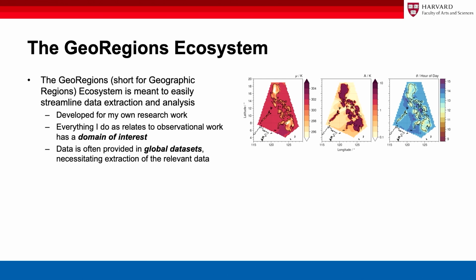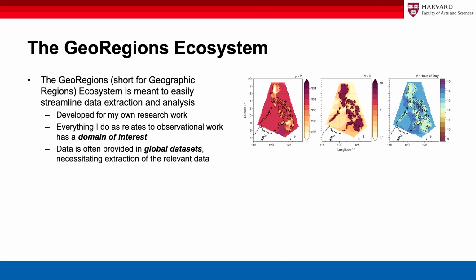So the GeoRegions ecosystem, GeoRegions being short for geographic regions, is meant to easily streamline data downloads, extraction, and analysis, which was developed for my own work because I needed to use GPM data all the time, and ERA5 data all the time, and ERA-Interim data all the time. And I'm thinking of extending it to MERRA-2 reanalysis also, and other data sets that NASA produces as well.